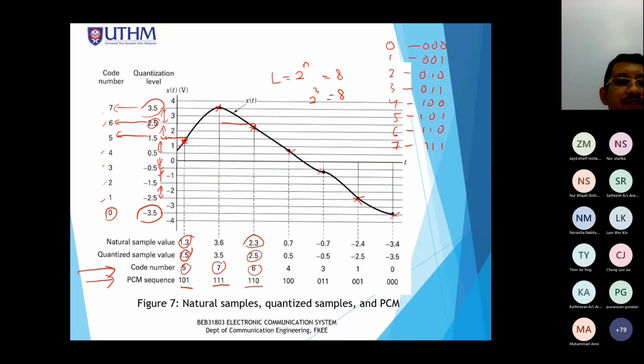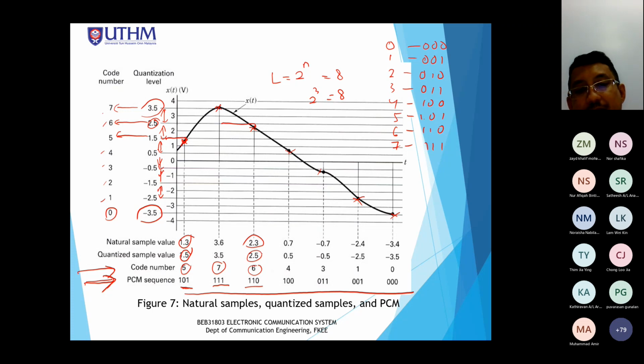At the end of the encoding process, we produce all of these code words. This is what we call a PCM code word, which is 101, 111, 110, 100, 011, 001, and 000. This is the PCM sequence, or PCM code word, in the form of logic 0 and logic 1. So after encoding, we produce digital data. It is not analog anymore. It is now in the form of digital.